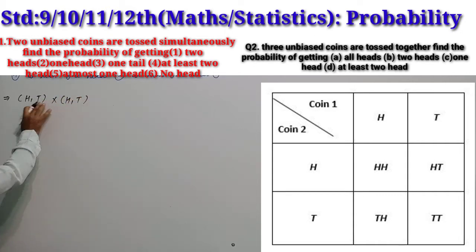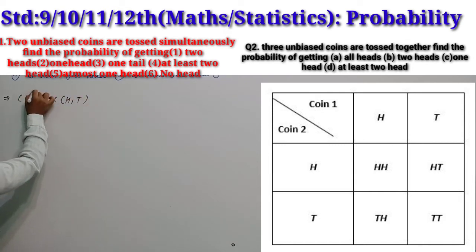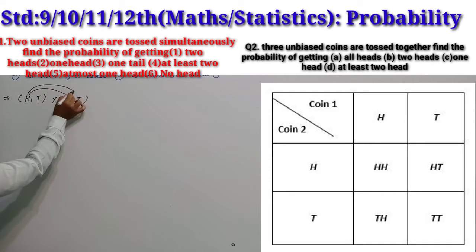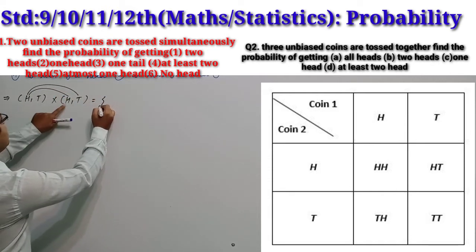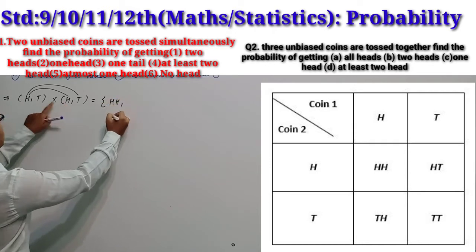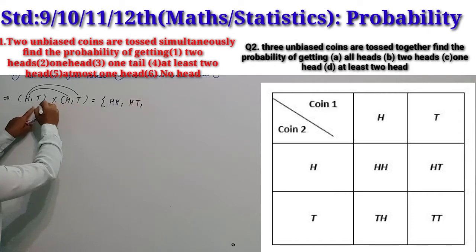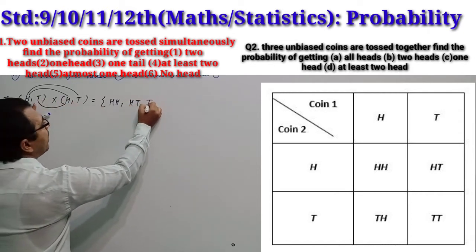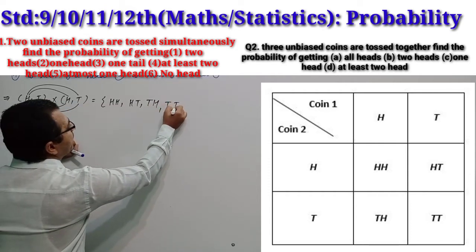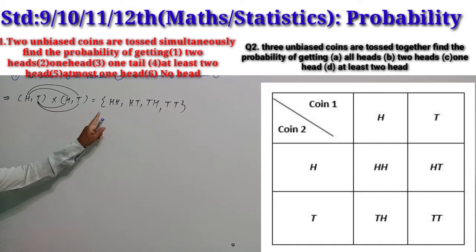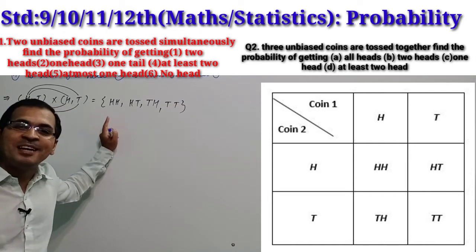Now students, take the Cartesian multiplication of these faces. So head is to be multiplied by head and head is to be multiplied by tail. So what will be the possible outcomes? Head into head, head head; head into tail, head tail; tail into head, tail head; tail into tail, tail tail, right students?